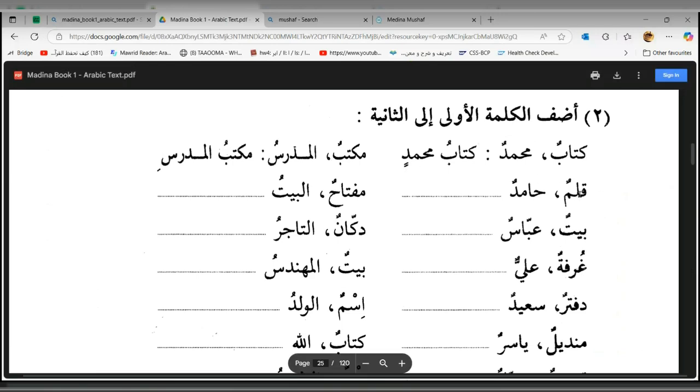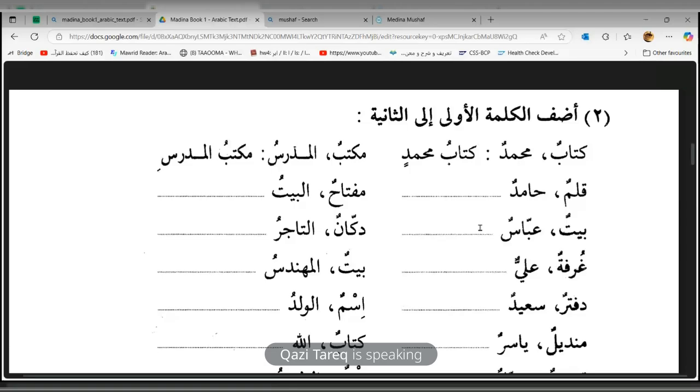So let's take turns and try to do the next couple of examples. So here we have qalamun and we have hamidun. So if you want to make this into Hamid's pen, it will be qalamu hamidin. Hamid's pen. Is that clear? Okay, so now your turn. Try to do Baitun and Abbas. Try to connect them with idafa. Baitu Abbas. Yes.